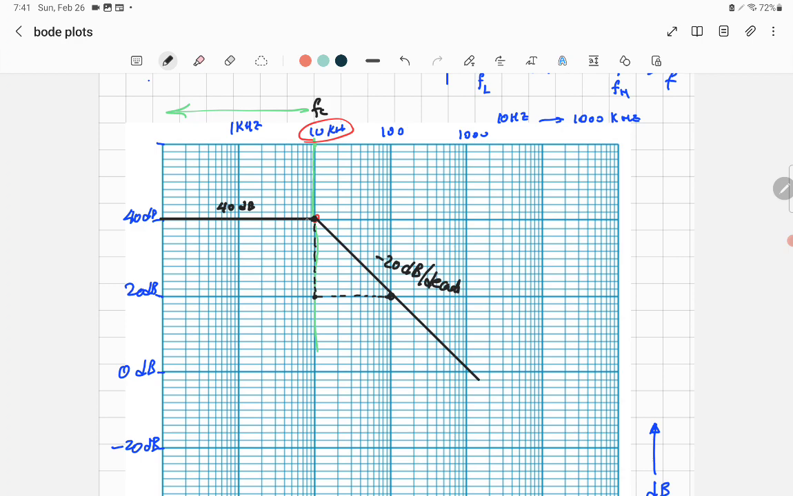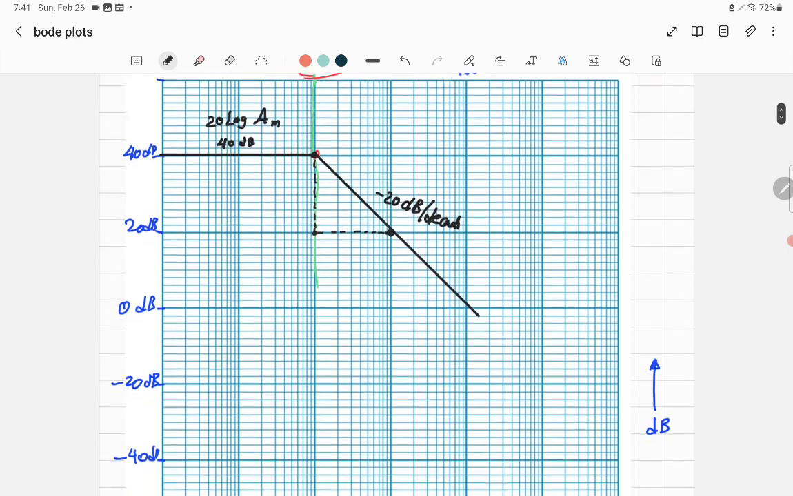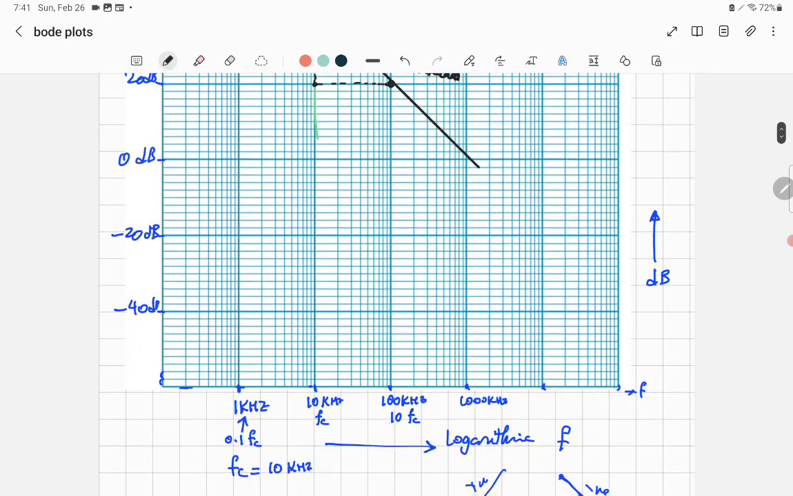Before the corner frequency, it's constant and equal to 40 decibel. Remember, that was equal to 20 log of the constant value, which usually will be the mid band voltage gain. And then going from the corner frequency, a straight line has a slope of negative 20 decibel per decade. All right. Before I leave that, I will just tell you about a point.